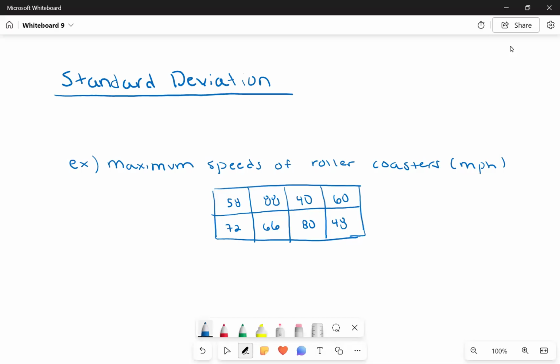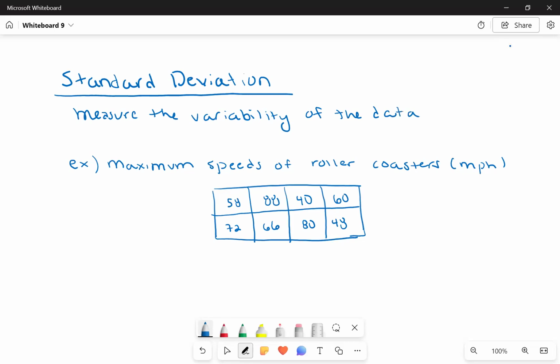In this video, we're going to talk about standard deviation. So, in concept, standard deviation is a way of measuring the variability of the data. So, here, I'm going to write that down. I actually left a space between this and the example. So, it will measure the variability of the data.